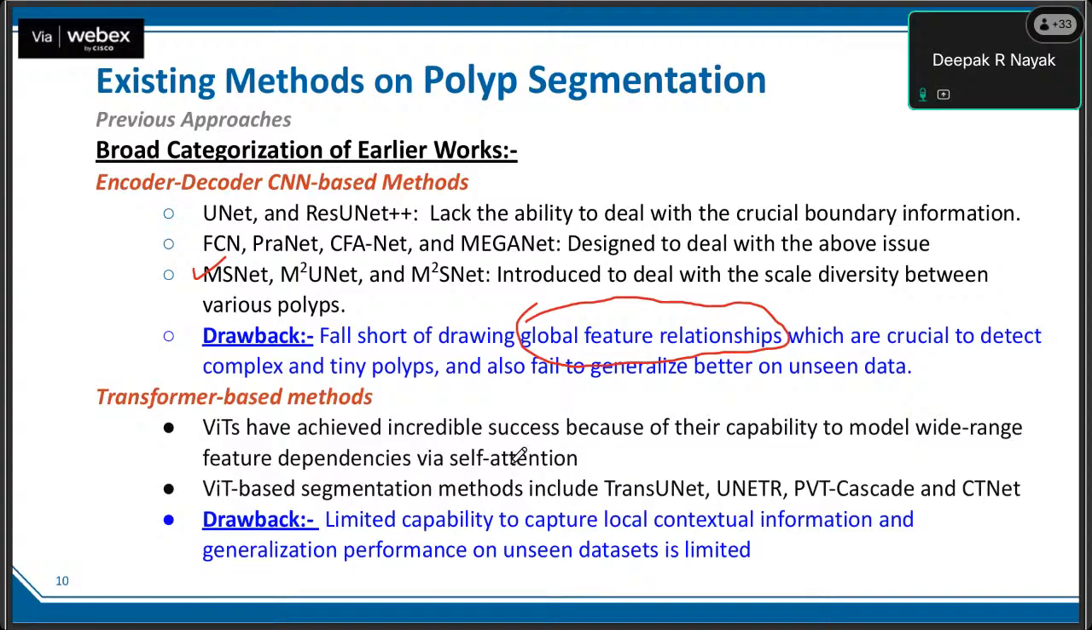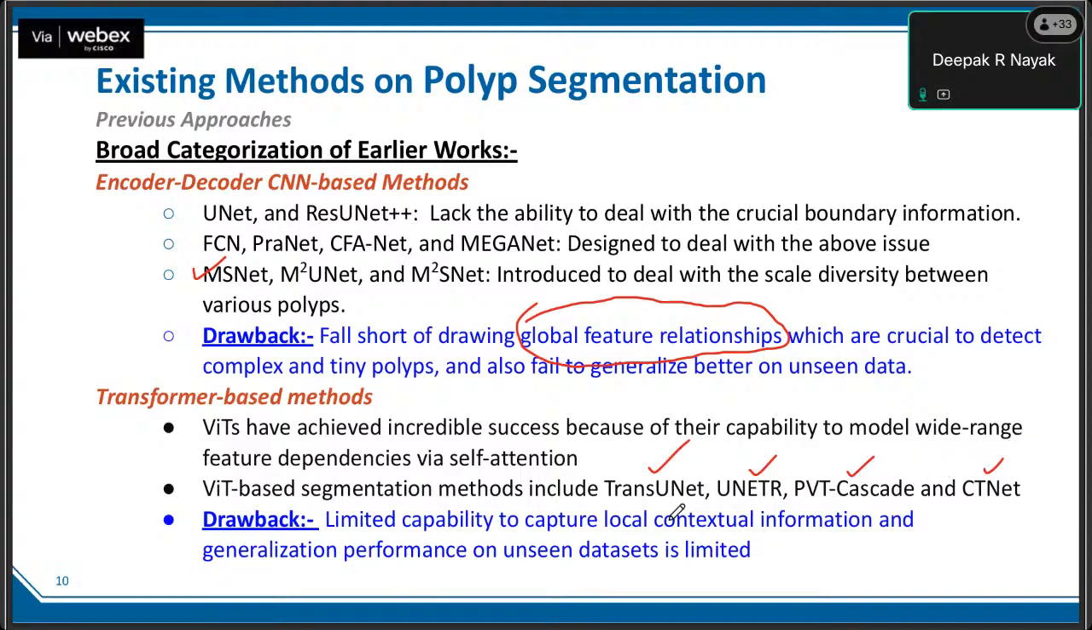So transformer approaches have also been explored in the area of polyp segmentation. The methods are TransUNet, UNETR, PVT-CASCADE, and CT-Net. We have seen UNETR and TransUNet kind of architectures in the segmentation lecture. There are also different architectures like PVT-CASCADE and CT-Net, which are based on transformers, right?